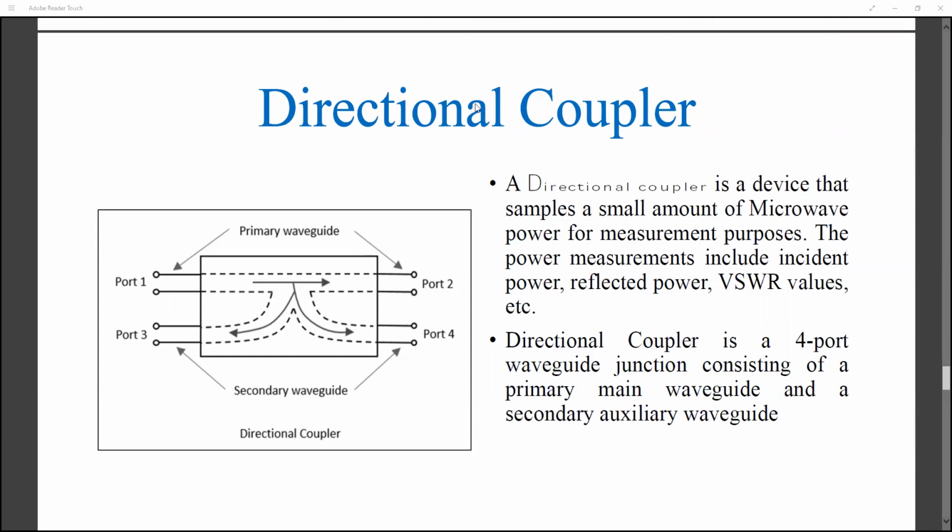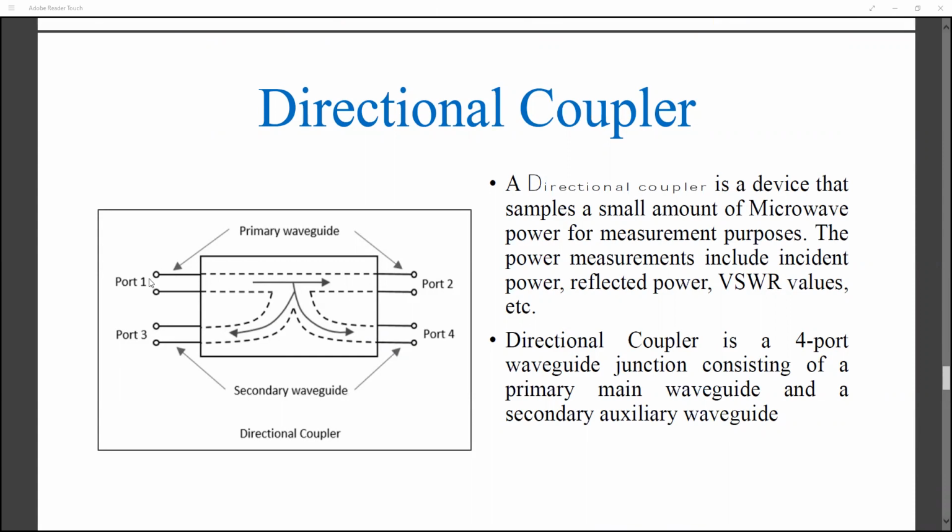Today we'll see about the directional coupler and its scattering parameters. The directional coupler is also a 4-port network. Port 1 and port 2 are the main arm, or primary guide, and port 4 and port 3 are the auxiliary arm, or secondary guide.